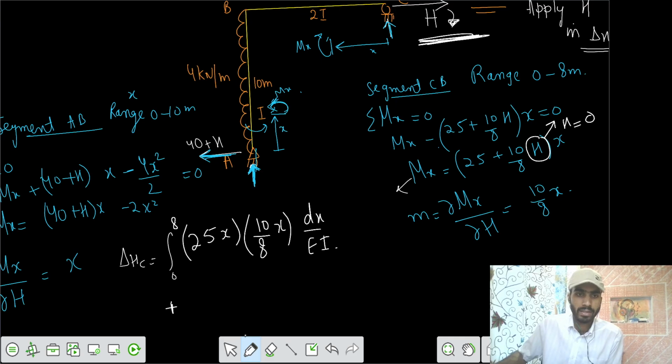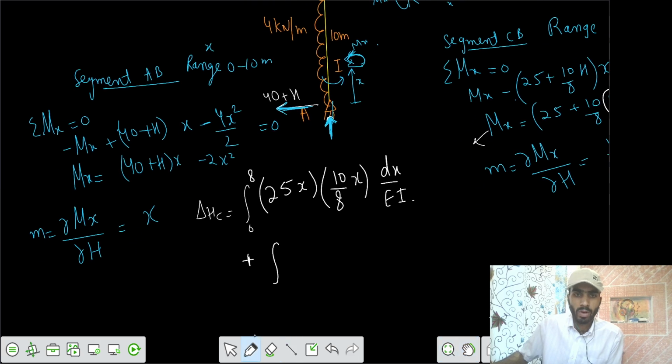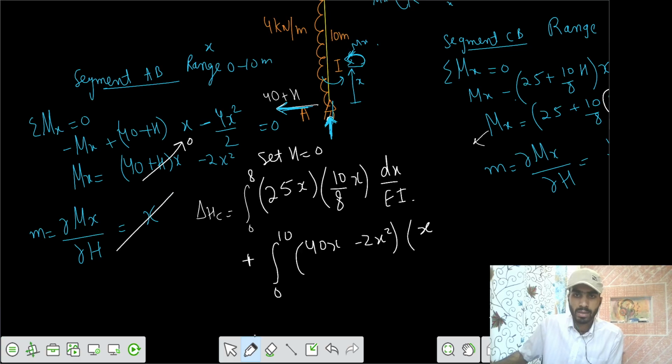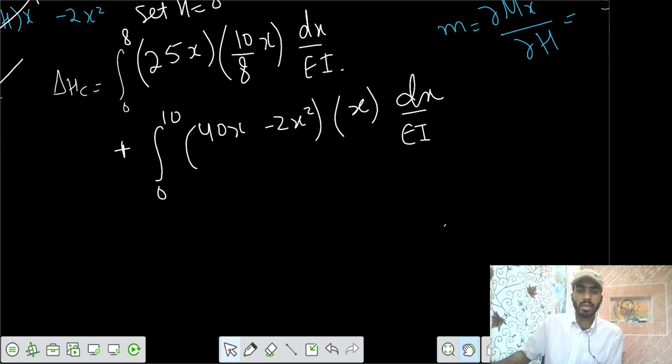Similarly, for the next case, for the segment AB, we go from 0 to 10 meter, and so here we also set h equals to 0. Let's say this part goes to 0, so we are left with 40x minus 2x square into small m, that's your x, and dx by EI. And we can calculate this integration part, so we can get the values, and you can say that 25x square. Yeah, you can calculate it directly.